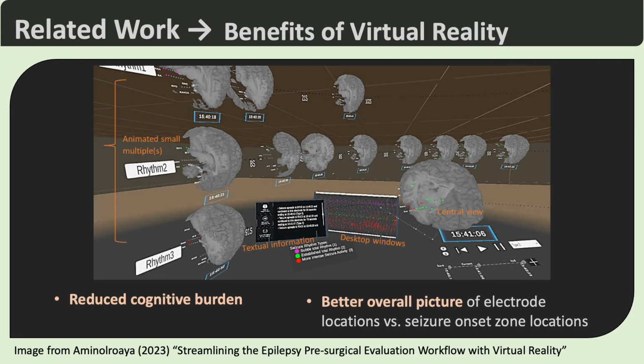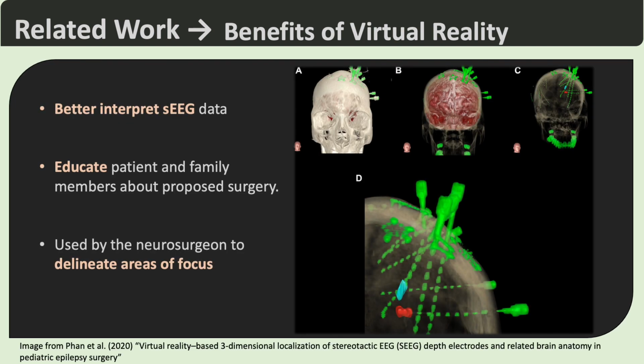There's been other research that's investigated the use of virtual reality systems in pre-surgical evaluations of epilepsy patients. Amino Leroya found neurologists using their virtual reality system had a reduced cognitive burden and a better overall picture of the electrode locations relative to seizure onset zones. Similarly, a system investigated by Fan et al. found neurologists could better interpret the SEEG data and was also used to help educate patient and family members about proposed surgeries. In addition, the same system was used by the neurosurgeons to delineate areas of focus.